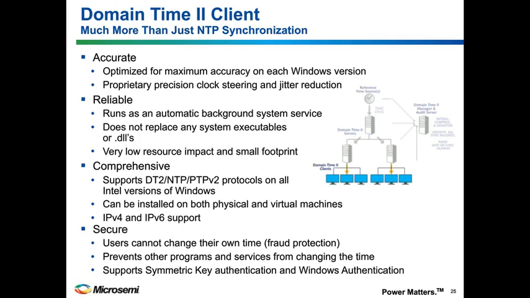In addition, we have important fraud protection on machines so that if you have a user that's trying to change the time to fudge a time record, or if you have other programs on a machine that are trying to change the time, Domain Time will notice this, note it, and also change the time immediately back to the correct time to prevent against fraudulent time. We also support the authentication methods, both for NTP and a built-in Windows authentication, to provide protection against man-in-the-middle attacks. So it covers a lot of ground.